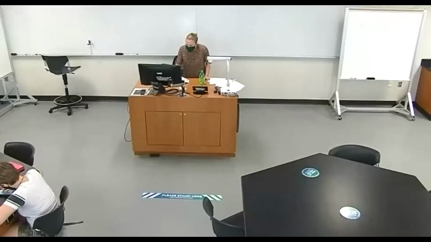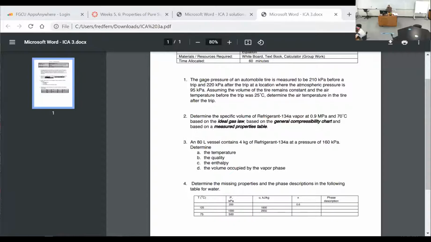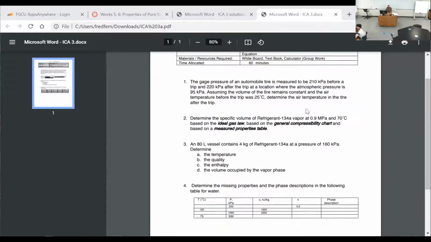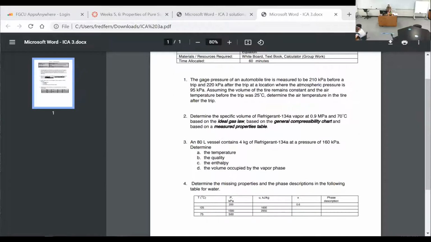So today we're going to be working on an in-class activity. This is posted on Canvas. This in-class activity for chapter 3 is in-class activity 3A. So we're going to be working on this in class.